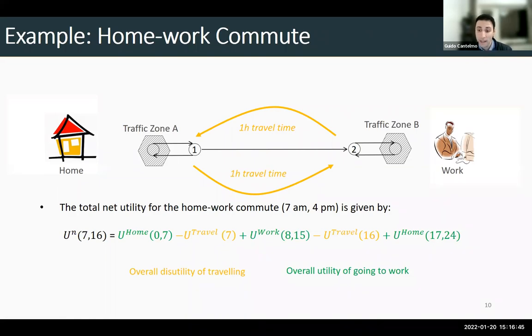And let's pay attention to this. The utility of being home in the evening and in the morning is different. It's extremely different. So here is where the complexity is entering into the game again. What do these utility functions look like? And what parameters do they have?